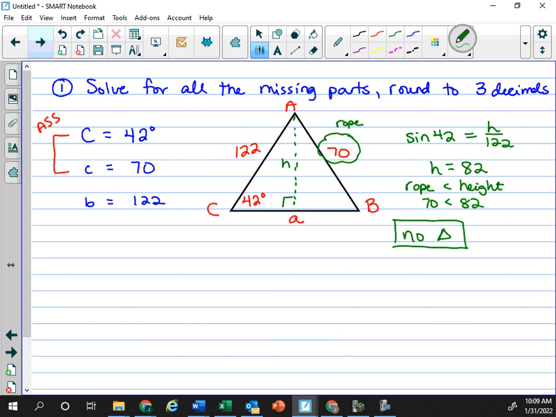I drew this as an actual triangle that's connected, but that side that's 70 wouldn't actually touch the bottom side with how short it is. That's confusing, because I drew it as a regular triangle. What it actually looks like is, you've got your 122 side. We don't know how long A is, and that's what's actually happening. But you don't know it until you find the height.